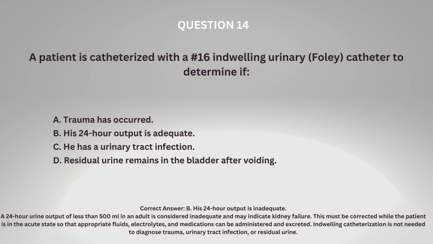His 24-hour output is inadequate. A 24-hour urine output of less than 500 milliliters in an adult is considered inadequate and may indicate kidney failure.